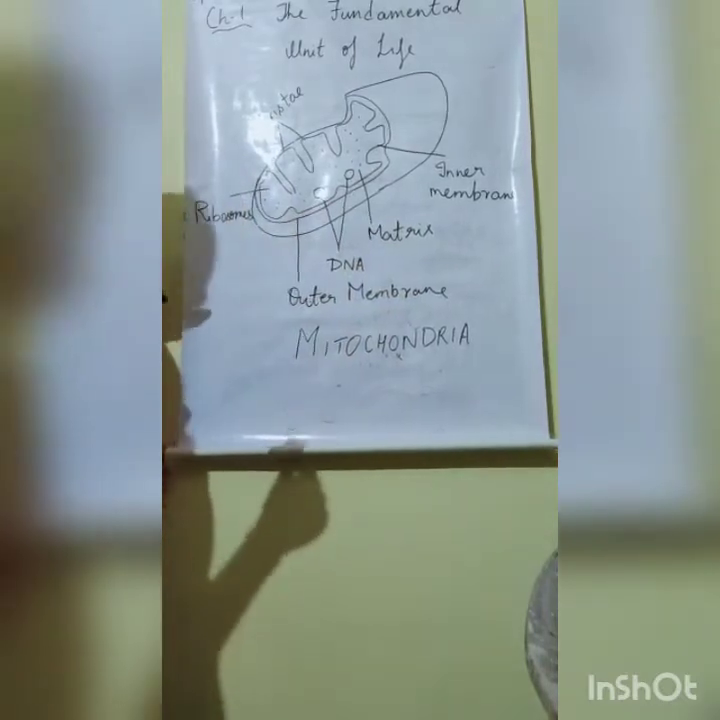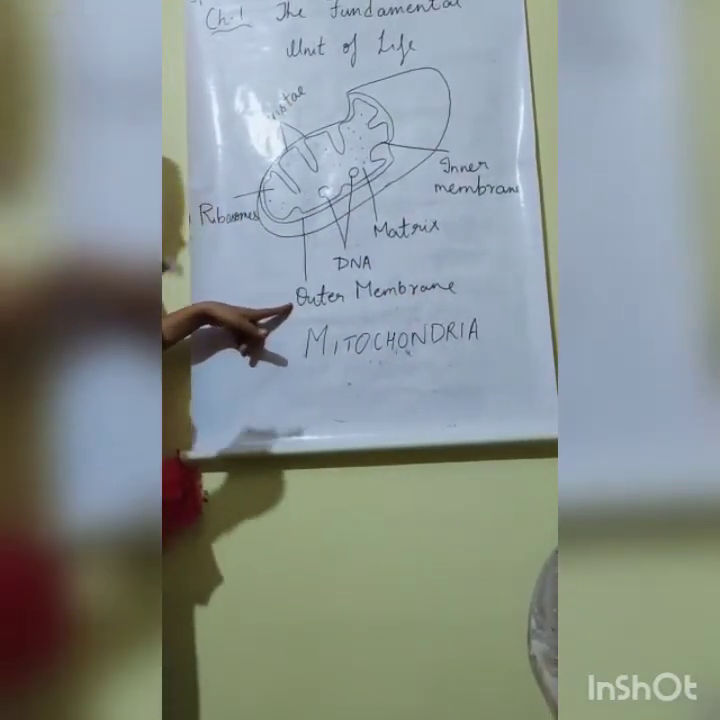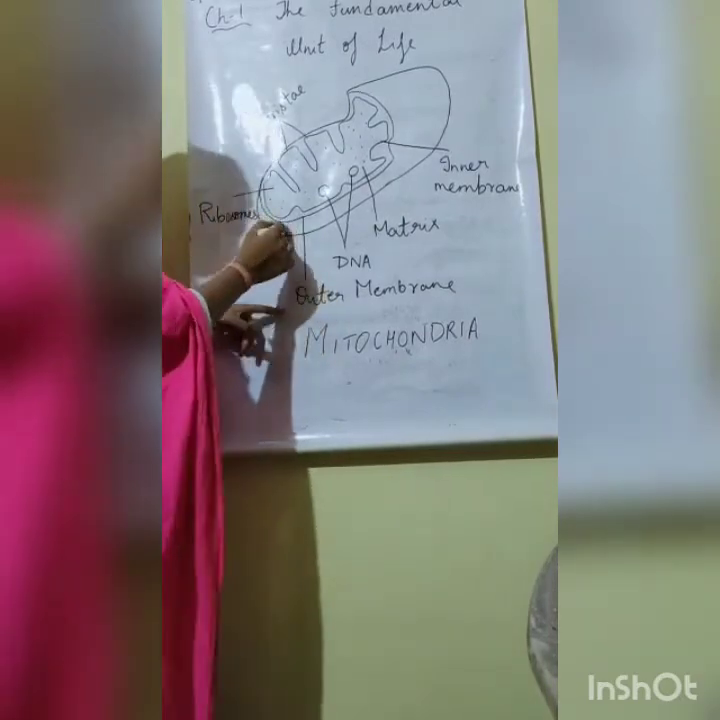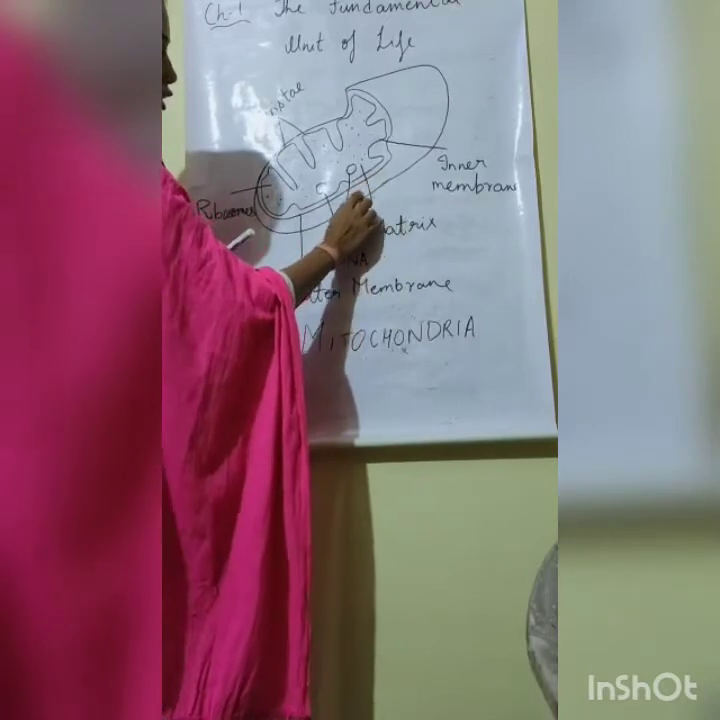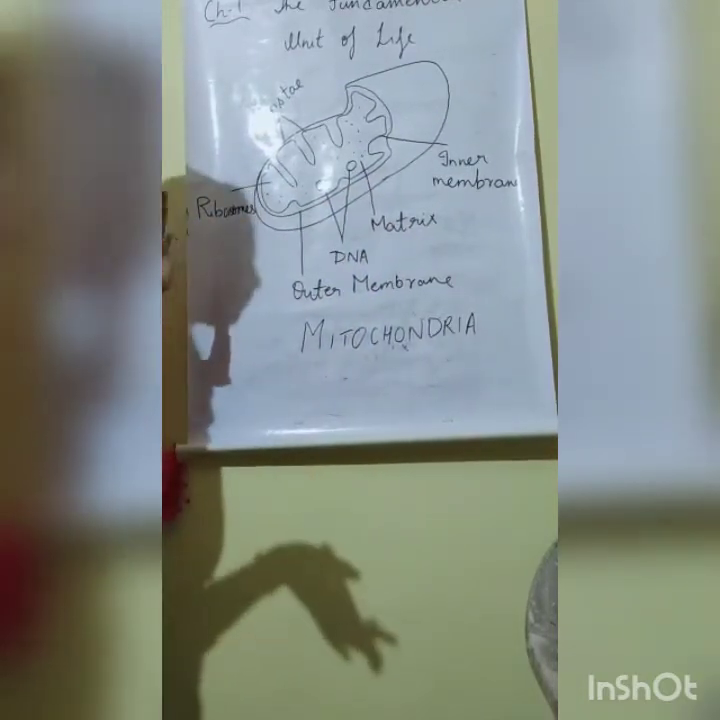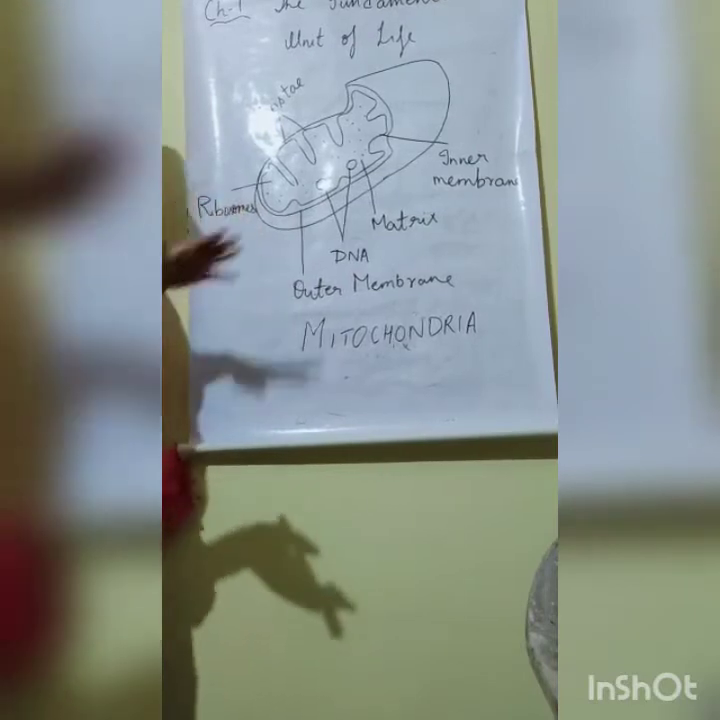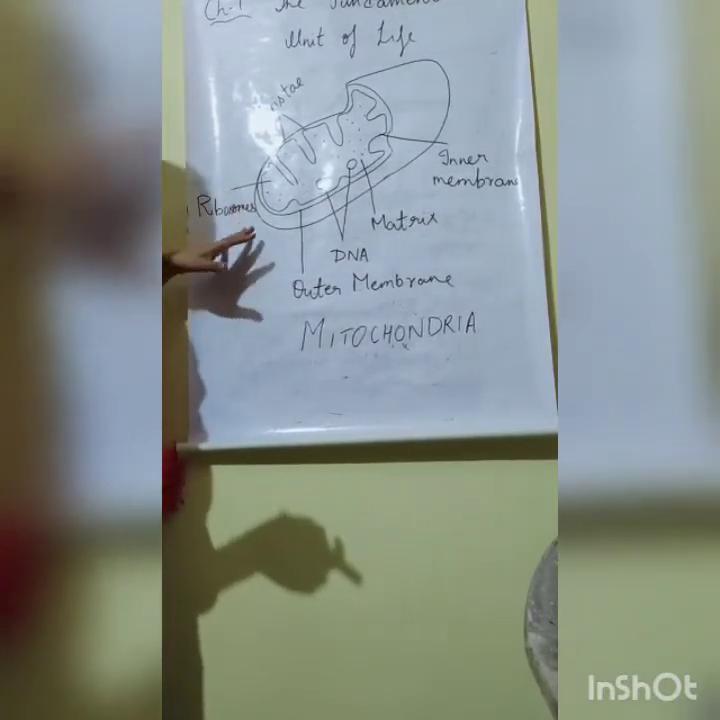Now the outer membrane is smooth. As you can see, this is the outer membrane and it is very smooth. And it is freely permeable. Freely permeable means it allows substances in and out of the mitochondria.